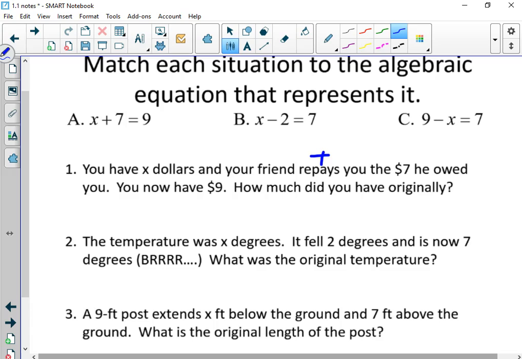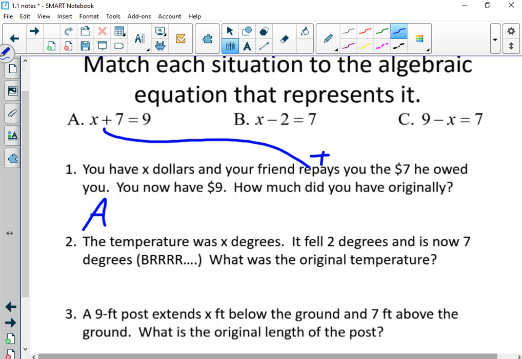When you're translating word problems, which everybody hates in math, you just are looking for the key words. Repay, money's going up. Borrow, money's going down. Okay, you're looking for those key words. So you've got plus 7, so which one's that going to be? That one's going to be A. You now have $9. That's the repay right there, the plus.